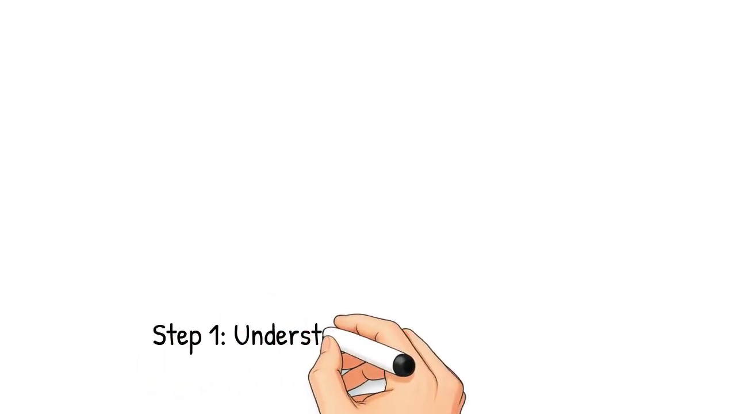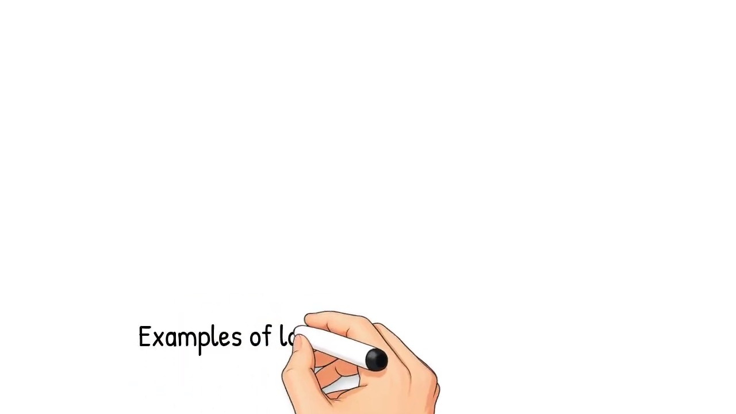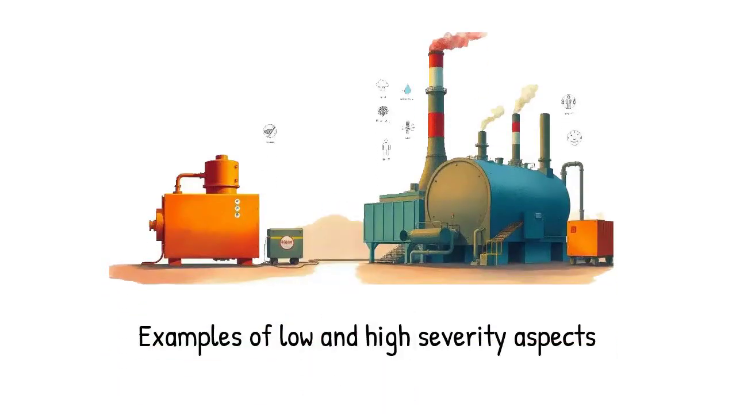The first step in evaluation is understanding impact severity. Severity means how serious the environmental damage could be if the aspect occurs. For example, a minor paper waste has low severity, but a chemical spill has high severity. Air emissions from a small compressor may be low severity, but emissions from a large boiler may be high. Severity is always linked to the potential harm to air, water, land, biodiversity, or human health.